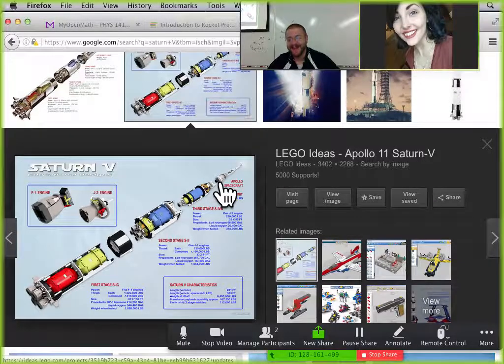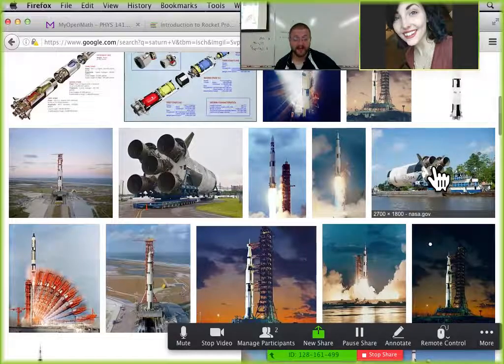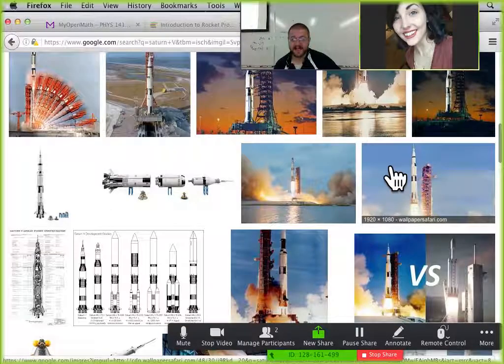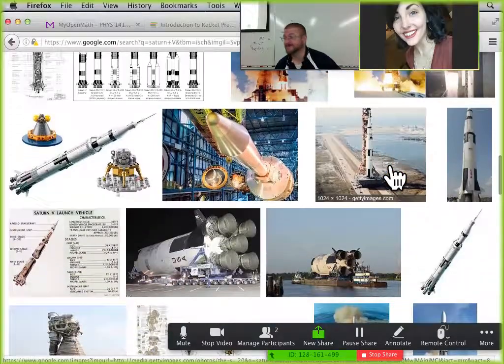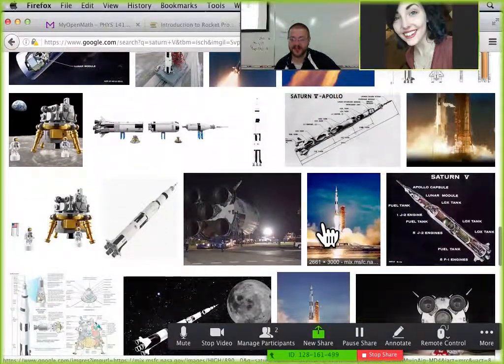But anyway, it has 3 stages to it. The first stage was just to get them off the ground and into orbit. The second stage was to speed them up. And the third stage was to shoot them to the moon. So it's kind of an intense beast. It was really something to see when they launched, from what people say. So they still have one in Florida. Let's see if they show a picture of it.